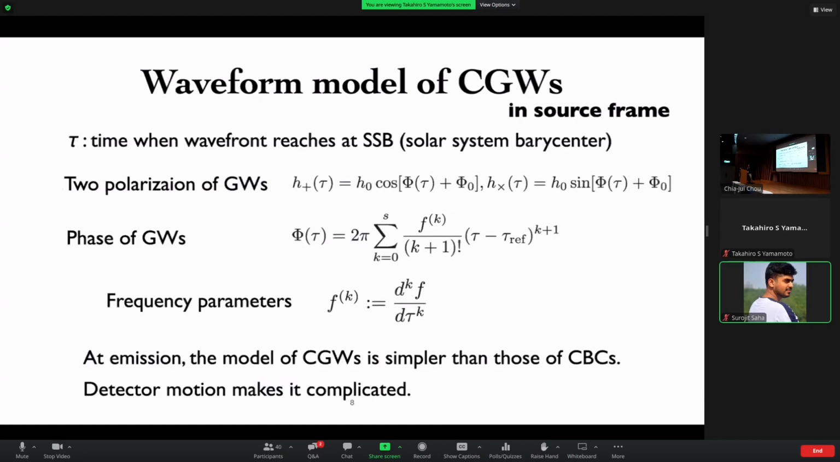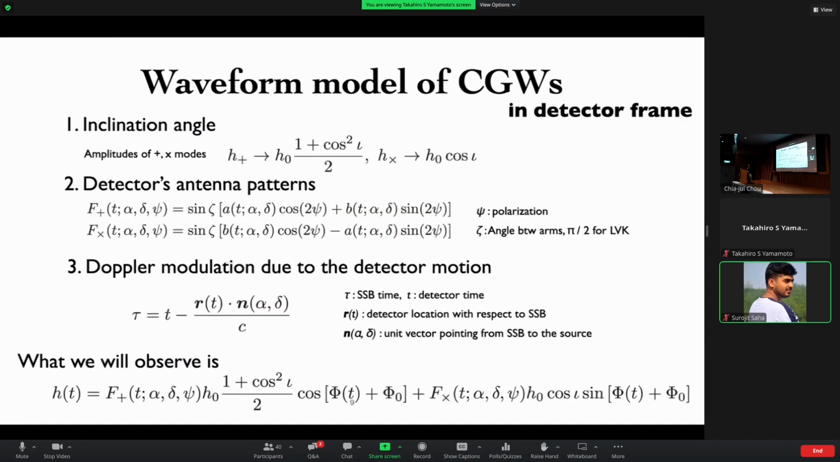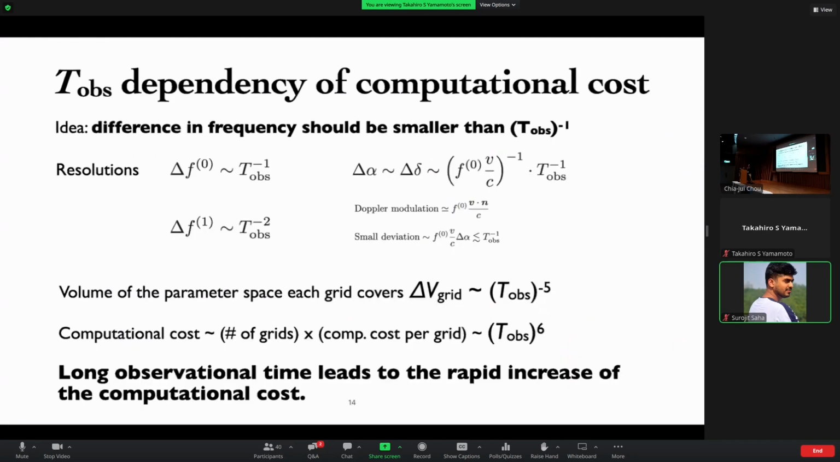Let's remind ourselves of the waveform model we have here. The waveform has parameters fk, and usually we include only f0 and f1. Also, if we do not assume any target sources, then we need to search over the whole sky, so the sky position is also a parameter. So we consider the resolution in the frequency parameters f0, f1, and the sky position.